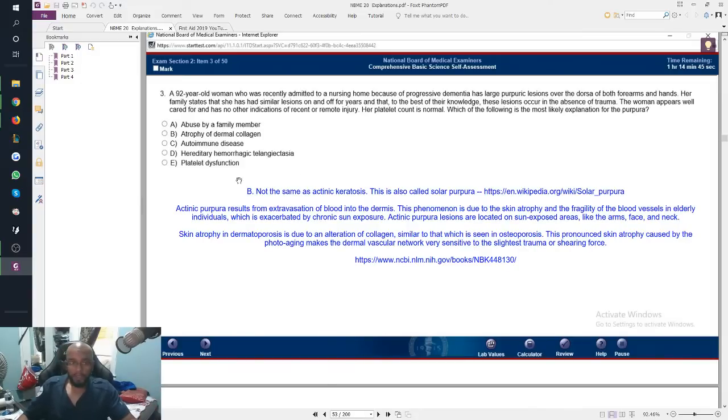So this patient, the answer was B. It's not the same as actinic keratosis. This is called solar purpura. What she had is actually solar purpura.